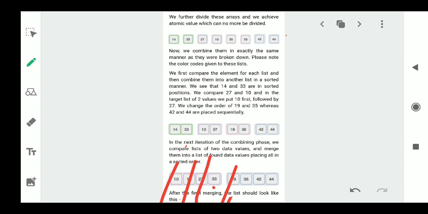So now we will move here. 33. 33 and 35 we are comparing. 33 is smaller. We will take 33 into the final list. We have only 3 elements remaining here, 35, 42 and 44.